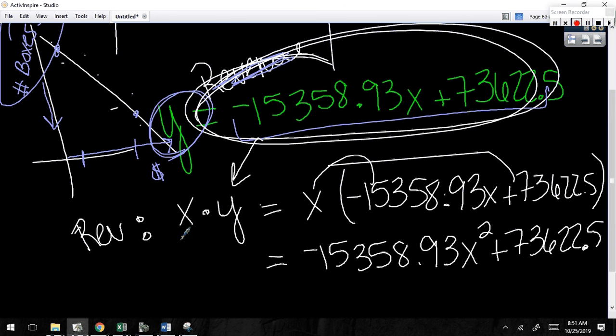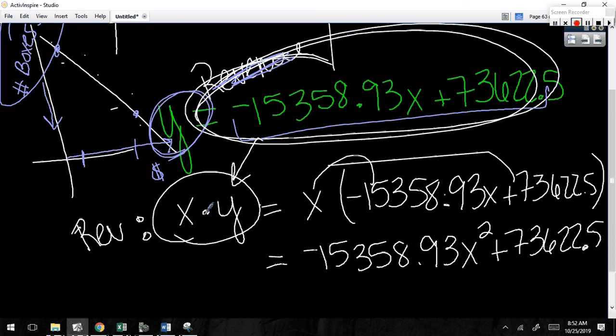I did X times Y because remember, I let X be the price per box and I let Y be the number of boxes that I sold. So if I do X times Y, that would give me revenue. And I know what Y is because Y is that whole equation that I found. I just distributed. Should this quadratic have a maximum or a minimum?